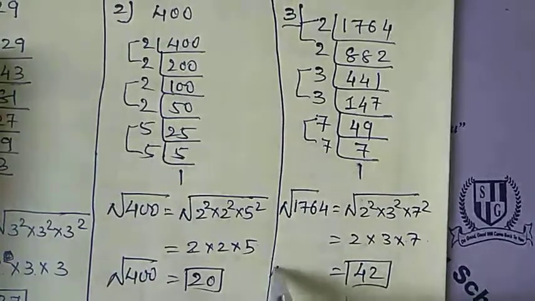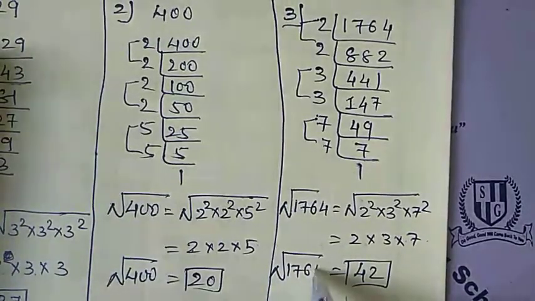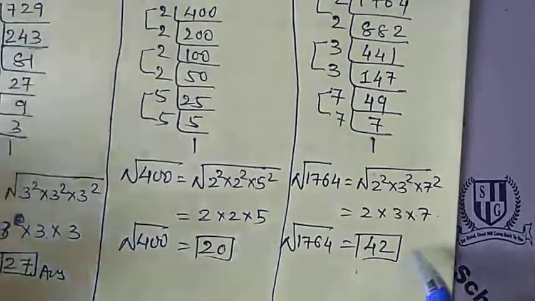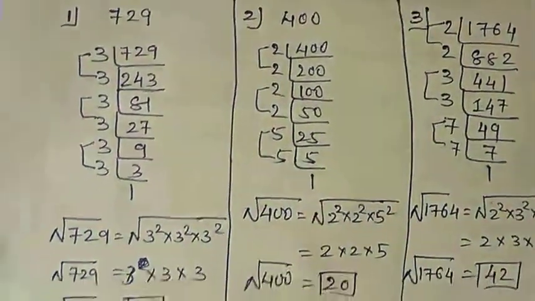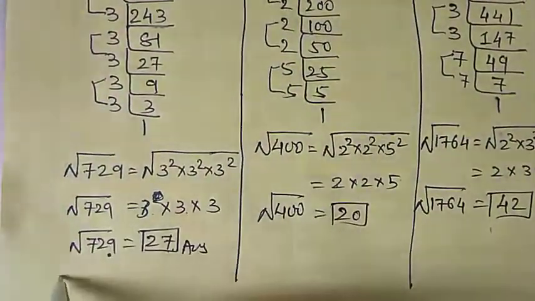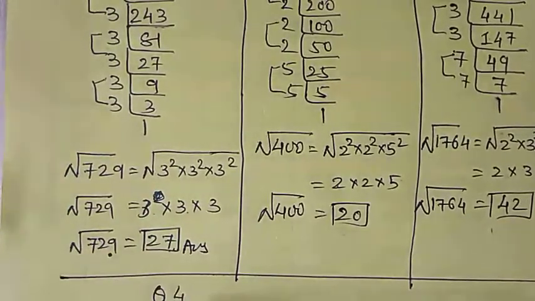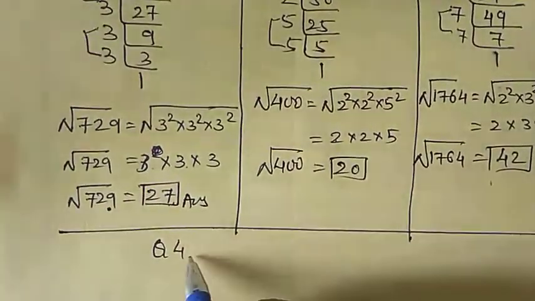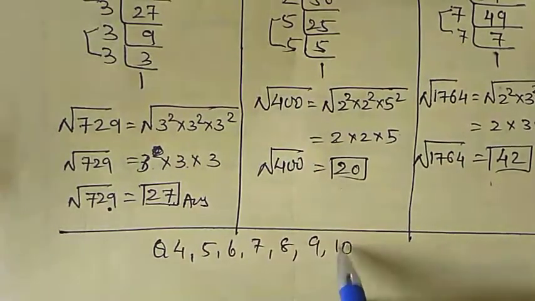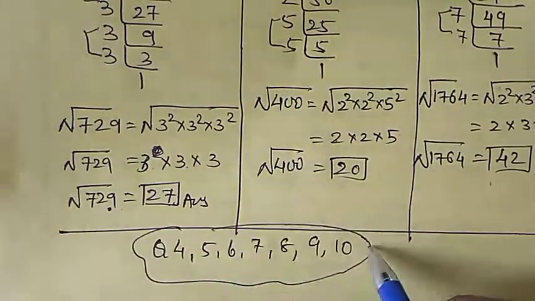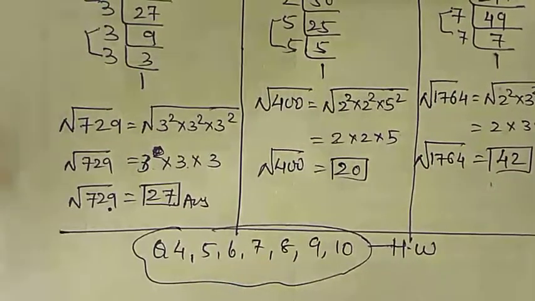So square root of 1764 is 42. Clear? So three sample answers I have given to you, and the remaining, from question 4, 5, 6, 7, 8, 9 and 10, will be your homework. You have to do it on your own for practicing. Hope this much is clear to you.